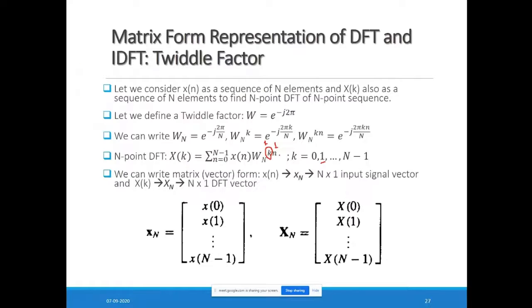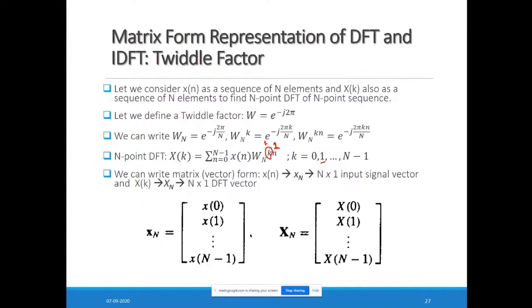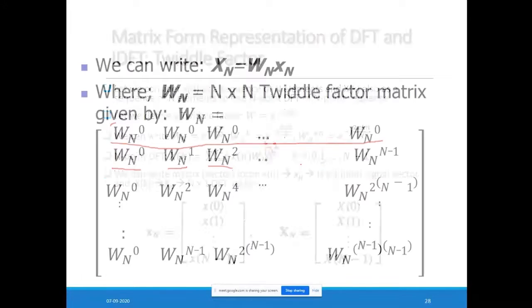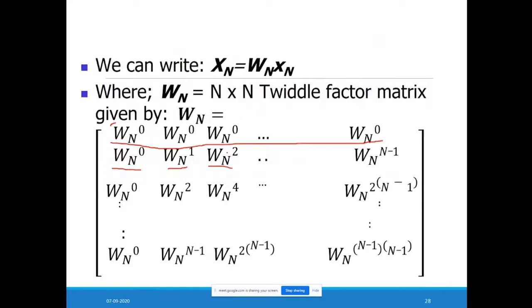Now the third value, when n is equal to 2. Now n is changing, k is fixed. So n is equal to 2, and again it is multiplied with 1. So here omega n raised to 2. And up to the value of n, from 0 to n minus 1, every value is multiplied with 1. So at the last you are getting omega n raised to n minus 1. This is how we represent the second row.